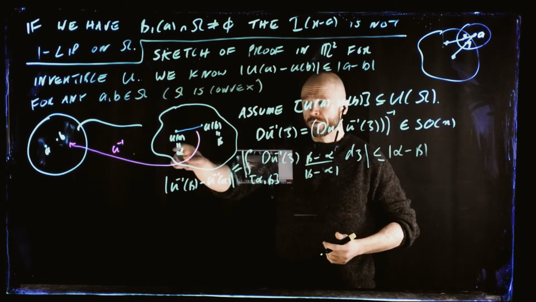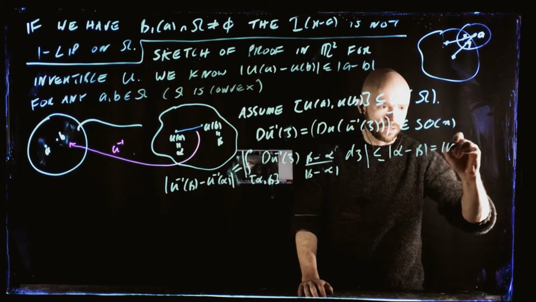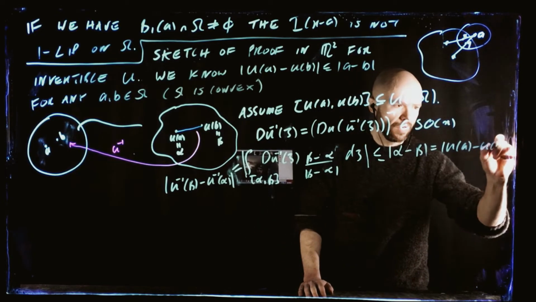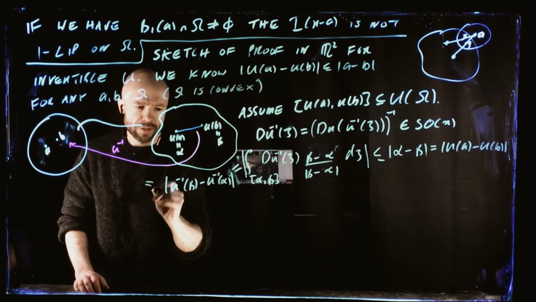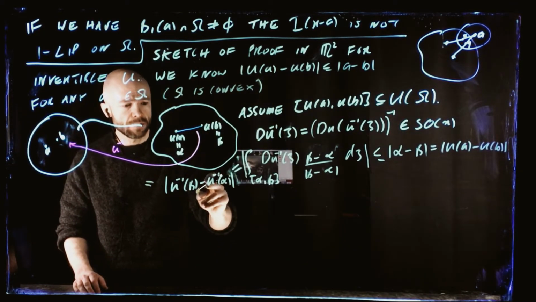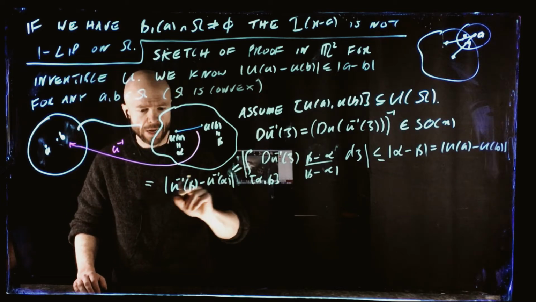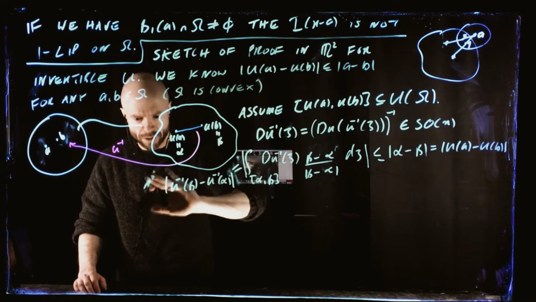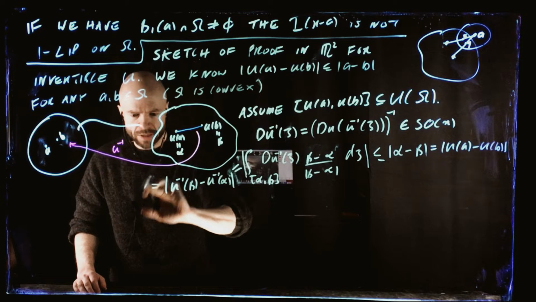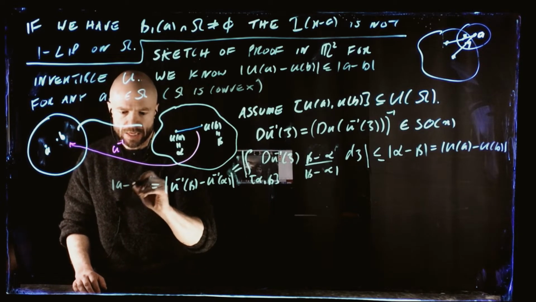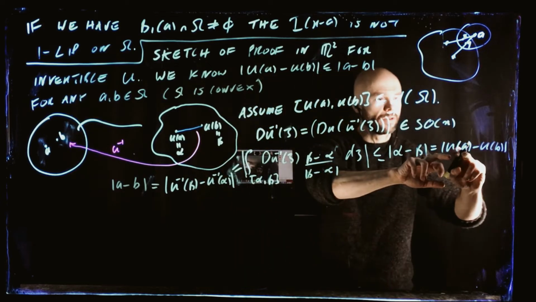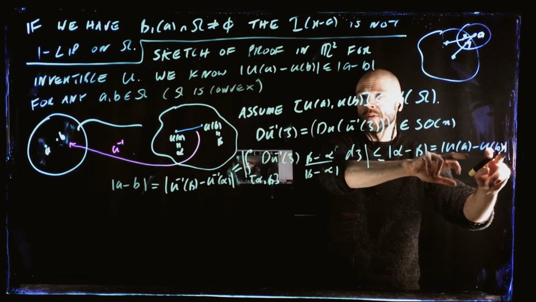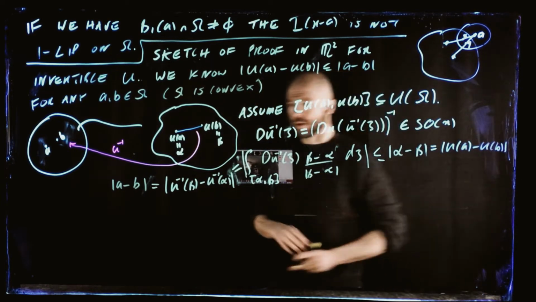But again, alpha is U of A, so this is the norm of U of A minus U of B. And what we know from this is that alpha is U of A, so U inverse of alpha is just A, and U inverse of beta is just B. So this gives us that the norm of A minus B is less than or equal to the norm of U of A minus U of B, the opposite inequality to what we have there.